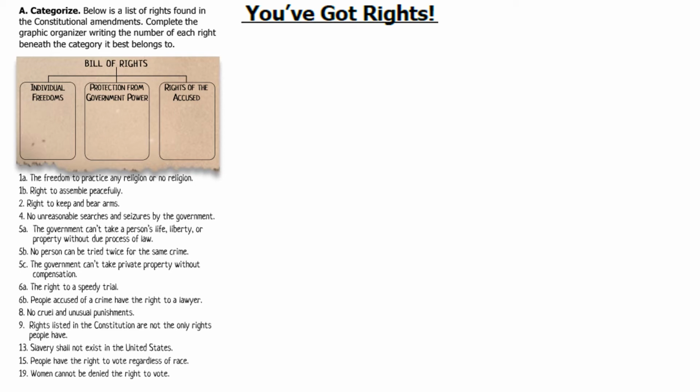Let's find an example of that. And our first one is actually a good example. The freedom to practice any religion or no religion is an individual freedom. It is something that you are able to do. You can practice any religion or no religion that you choose.